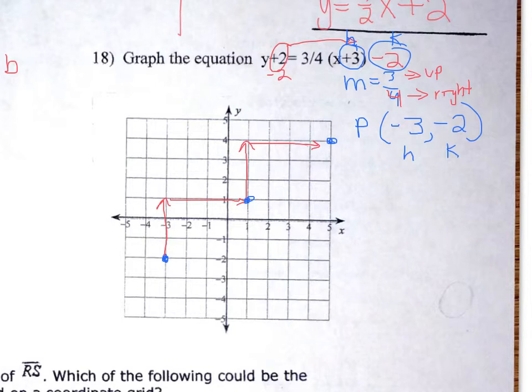So you can start with that point and just follow based on the slope and just get as many points as you can, and then just connect the points, and that's it. Any questions on number 18? Could you have solved for y and then find the y-intercept and the slope? Sure, you could have done that also.